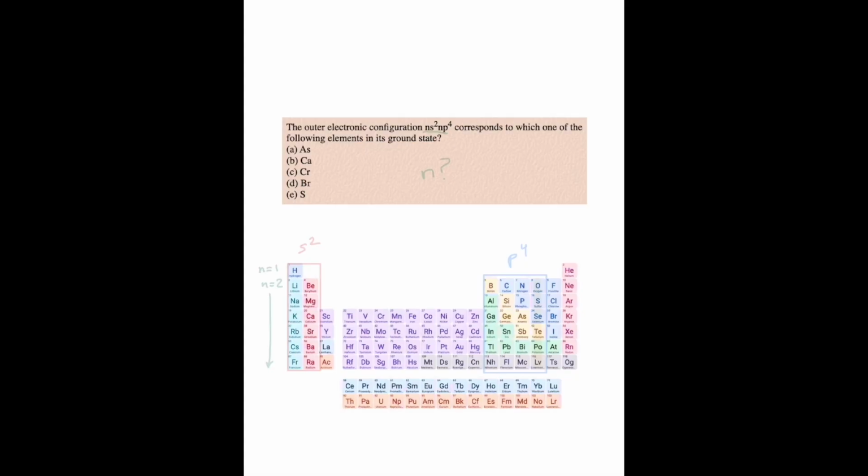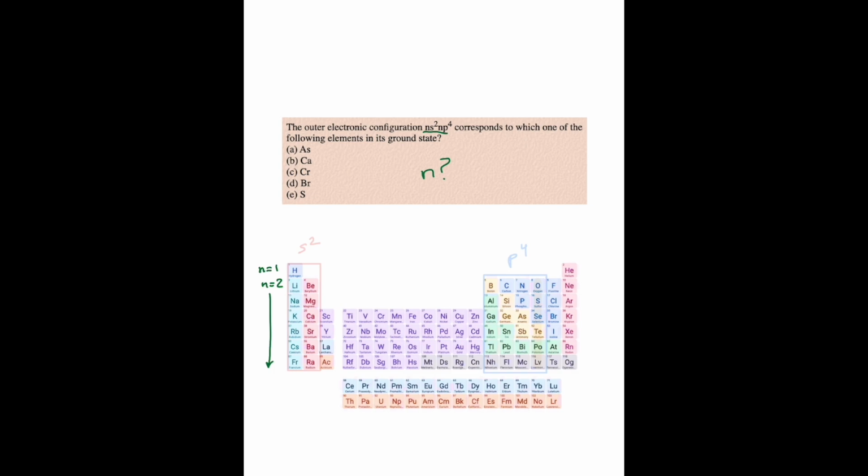For this question, we need to determine which element has an outer electronic configuration of Ns2Np4 in its ground state. So we don't know what the N value is, but we know that each row of the periodic table is associated with a different value of N, denoting its energy level.